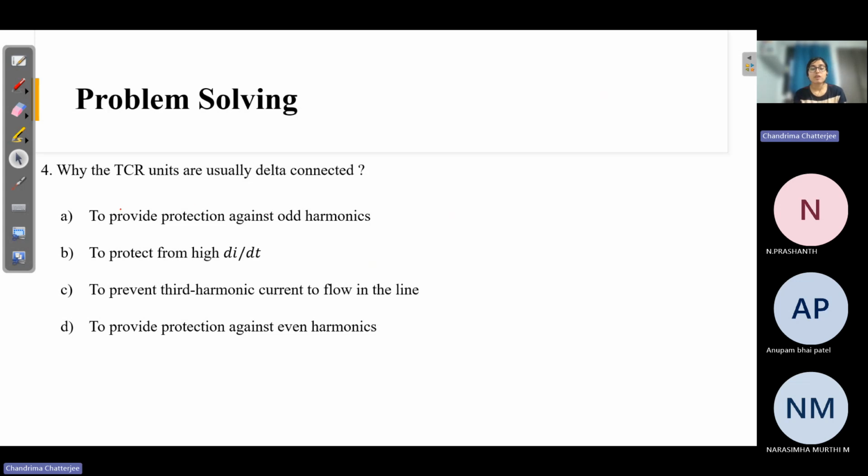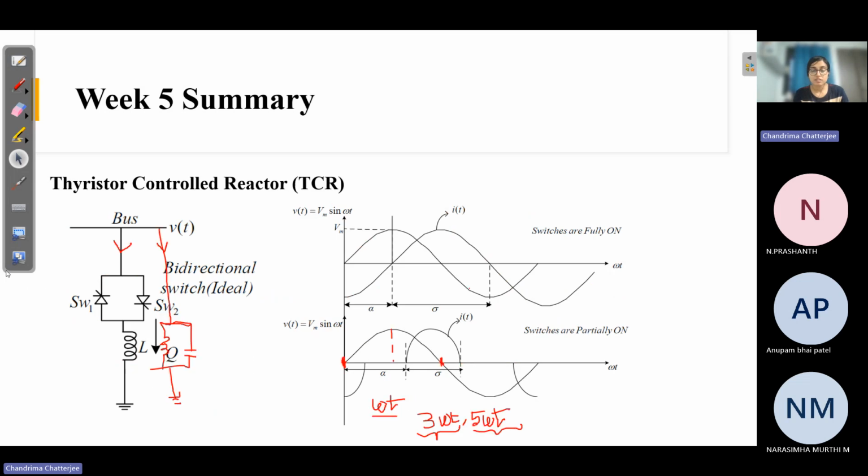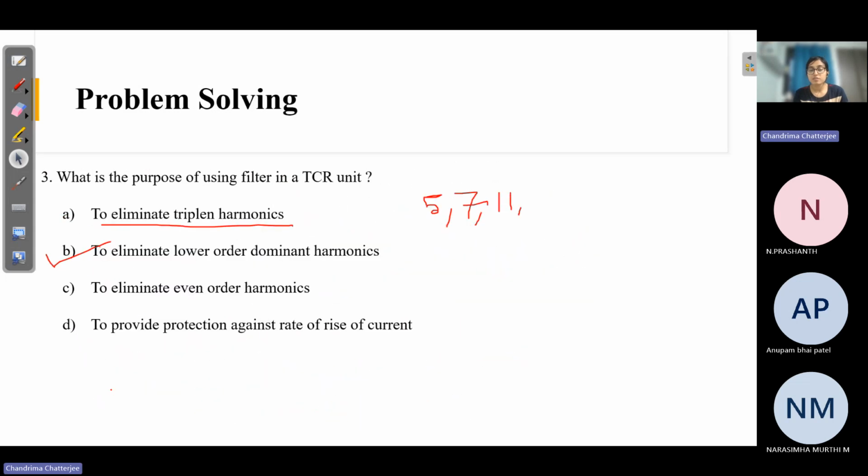Next question. Why are the TCR units usually delta connected? This is another trick. For a three-phase system, if we go back to the original diagram, this one is a TCR unit, but this is the representation of a single-phase TCR unit. For a three-phase system, there will be three of them, one for each phase.